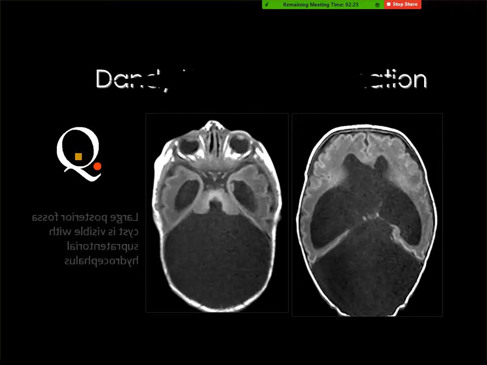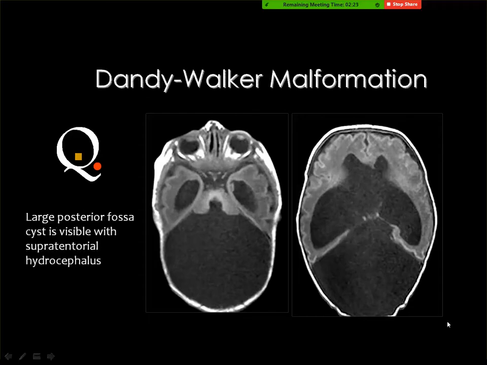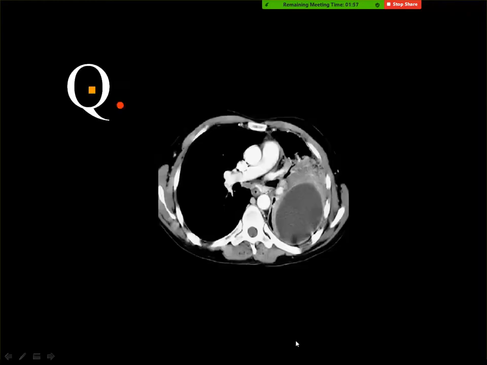Yes, and this is Dandy Walker malformation. There is a big cyst in the posterior fossa. The posterior fossa is expanded. The cyst is directly communicating with the fourth ventricle because the vermis is aplastic. The cerebellar hemispheres are hypoplastic and the supratentorial ventricles are dilated. These are the criteria of Dandy Walker malformation.